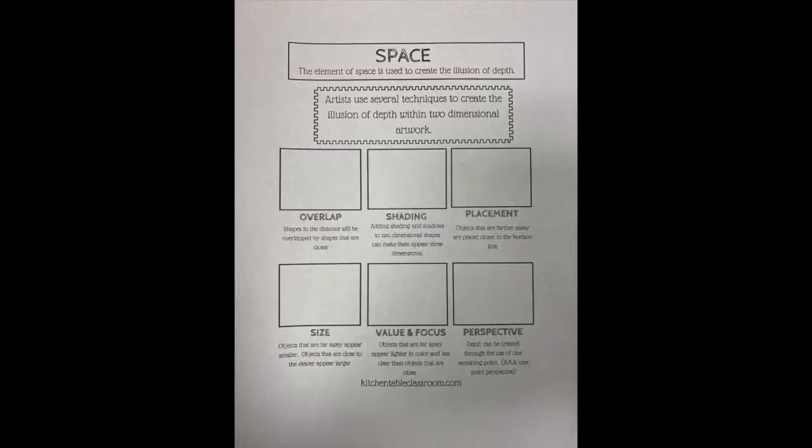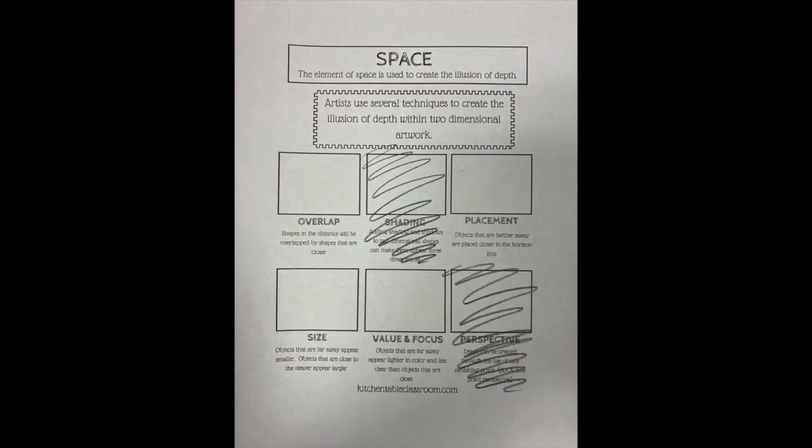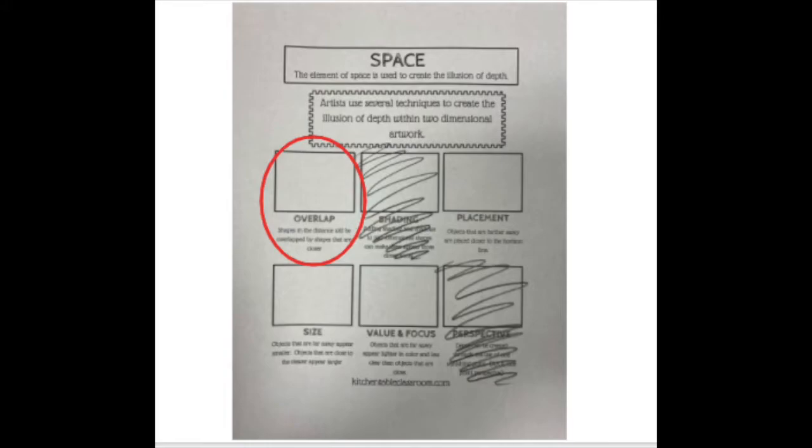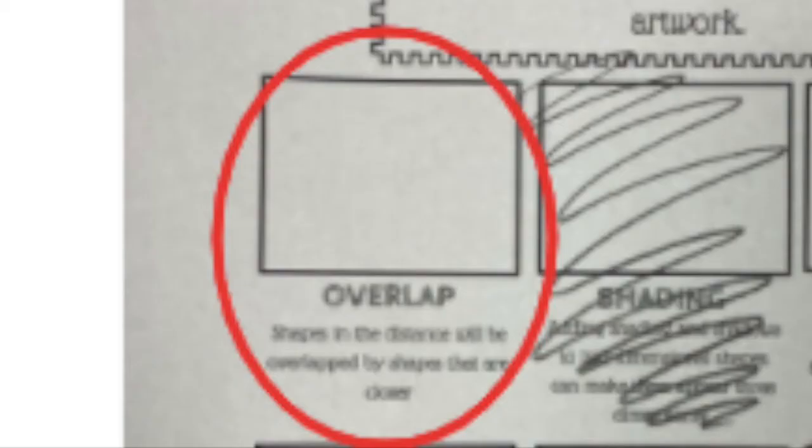So you should have a space worksheet. It is uploaded on Google Classroom. You can print it out, or you can get your own sheet of paper and copy down what is written on your worksheet. So what I want you to do first is to cross out the spots that say shading and perspective. We're not going to do those two. The first one we are going to discuss is overlapping.